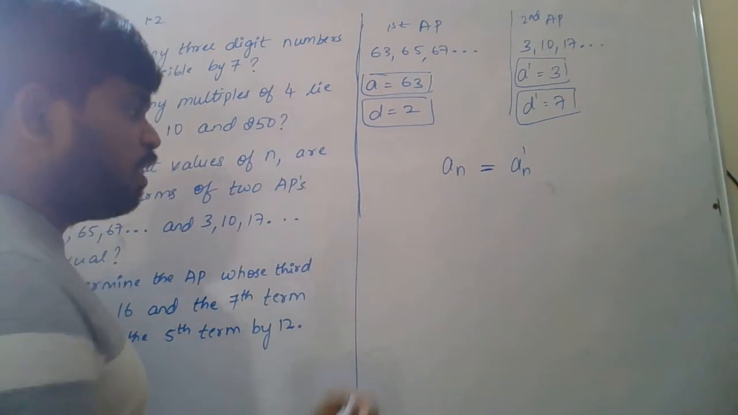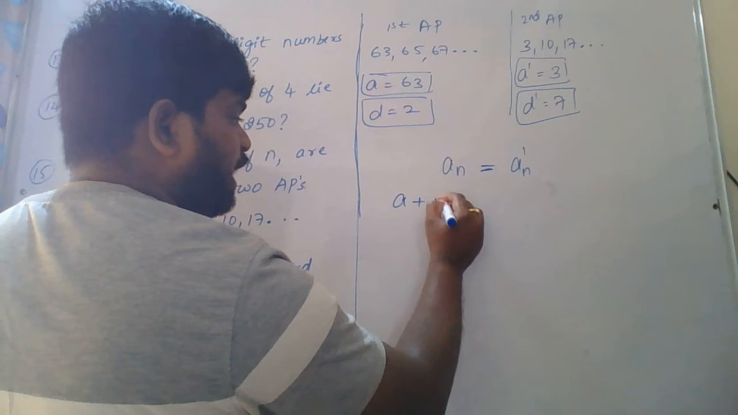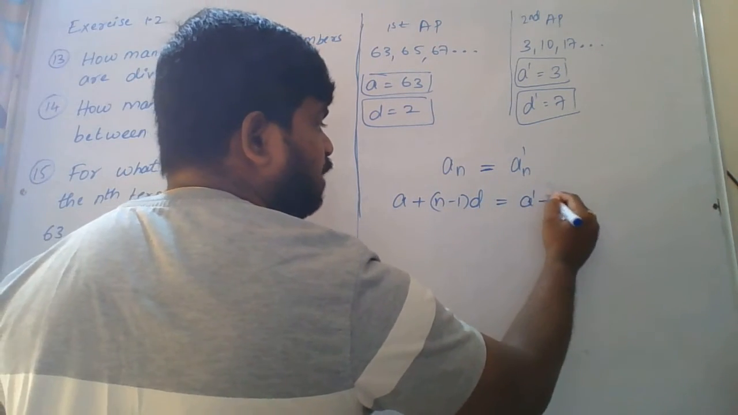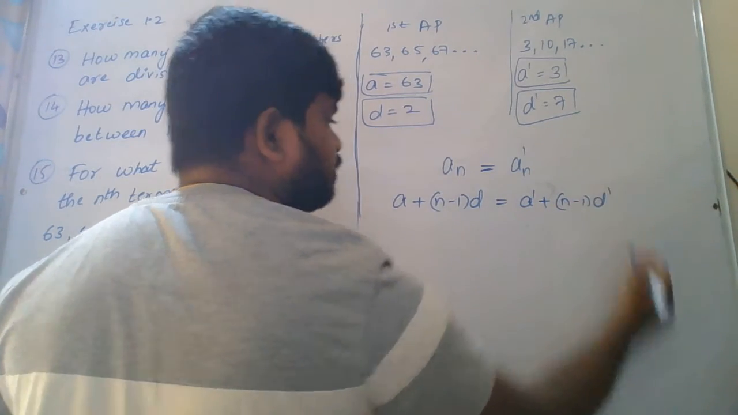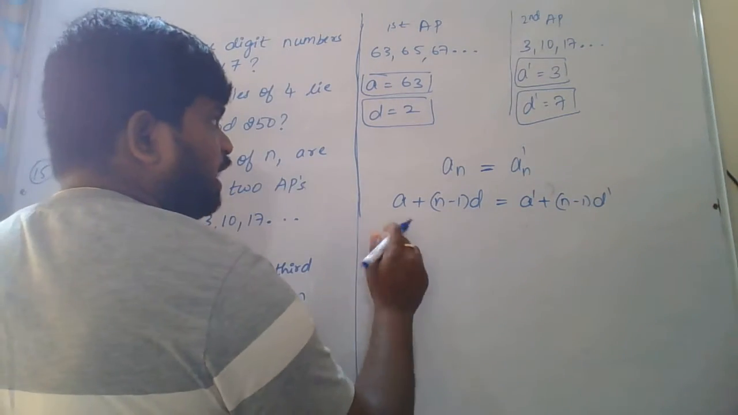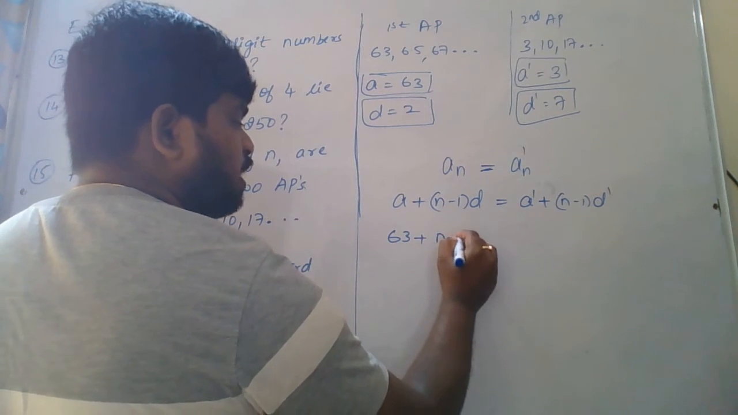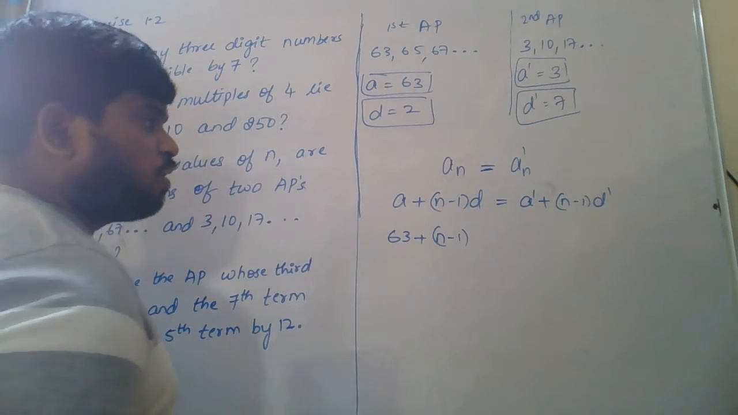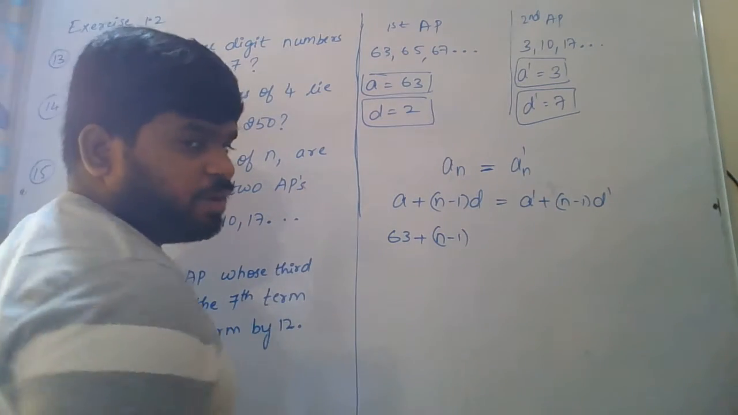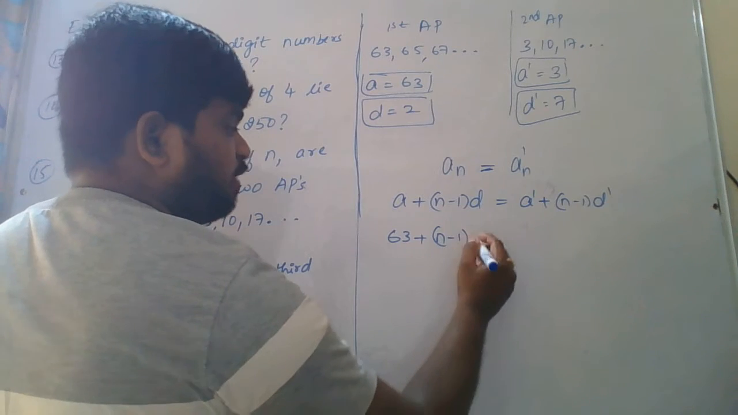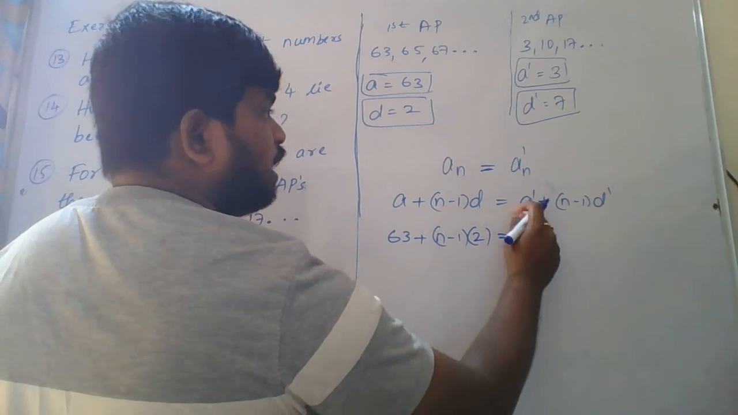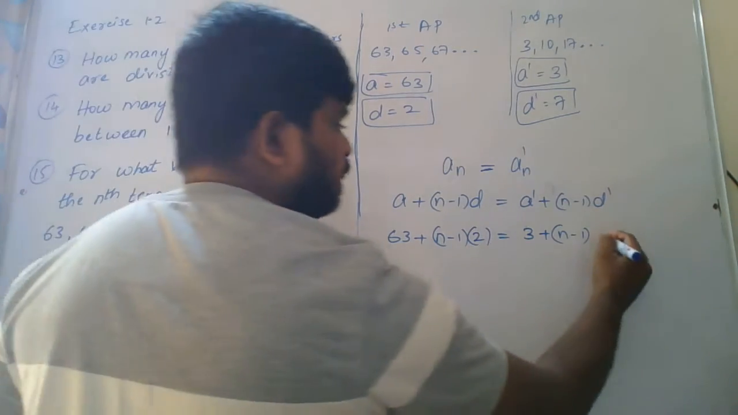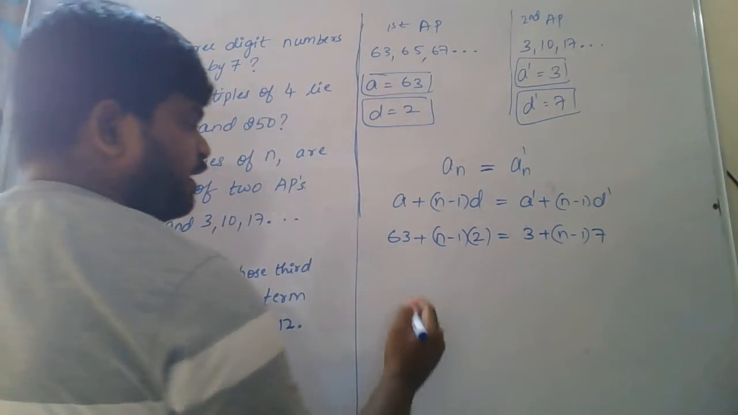Now, here the formula is a plus n minus 1 into d. But here the formula is a prime plus n minus 1 into d prime, d dash. A is 63 plus n minus 1. We also call it a dash or a prime. Some might not be knowing this, so a dash or a prime, anything is fine. n minus 1, d value is 2, equals a prime, here is 3, plus n minus 1, d dash is 7. So let's simplify it.